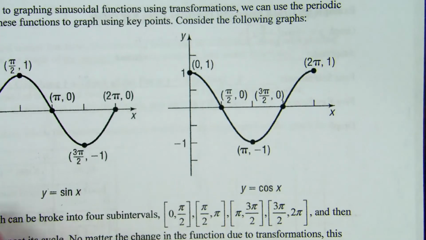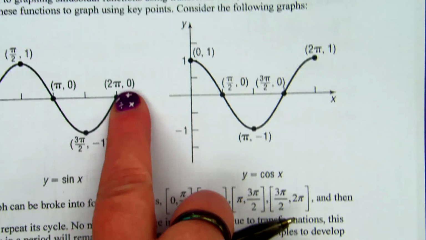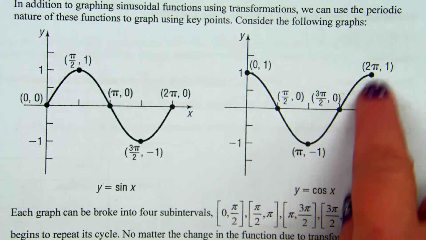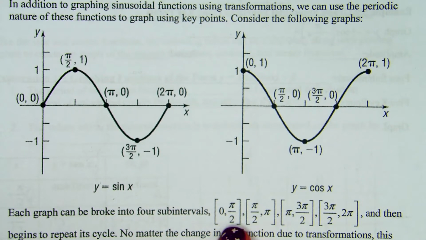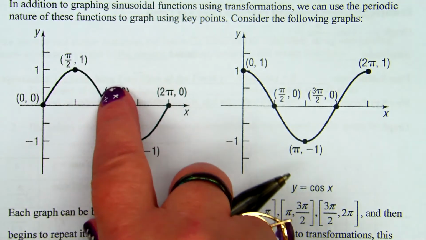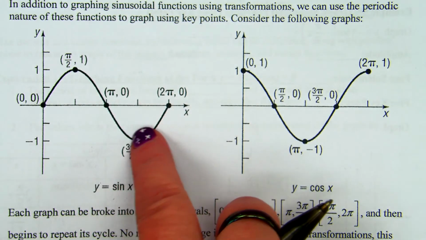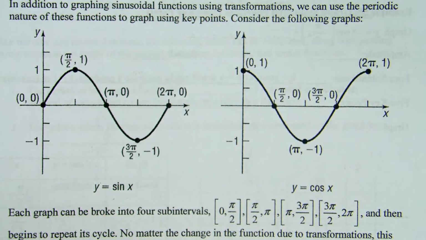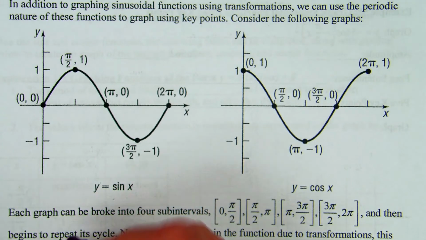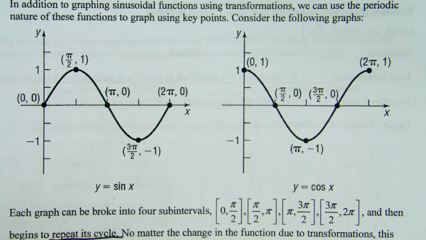So here's the basic sine graph and the basic cosine graph and some important ordered pairs. The graph can be broken up into 4 subintervals: from 0 to pi over 2, pi over 2 to pi, pi to 3 pi over 2, and 3 pi over 2 to 2 pi. Then it begins to repeat its cycle. No matter the change in the function due to transformations, the symmetry in a period will remain constant. We will use the following examples to develop some general shapes.